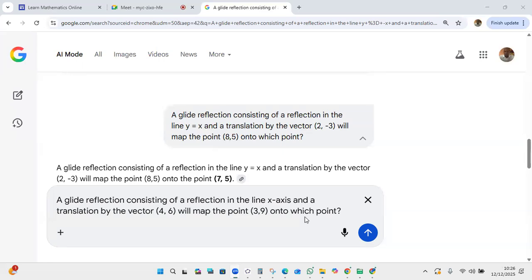For the reflection, as we know, there must be a line. We have dealt with two lines already, y = -x and y = x. Now we're going to the third line, which is y = 0, the x-axis. And for the translation, it is very easy, you just have to add. So let us see what the answer is.